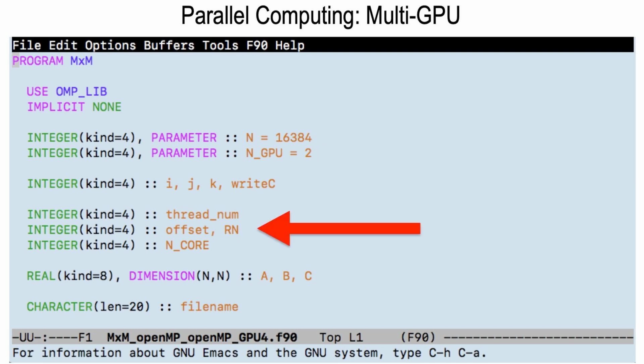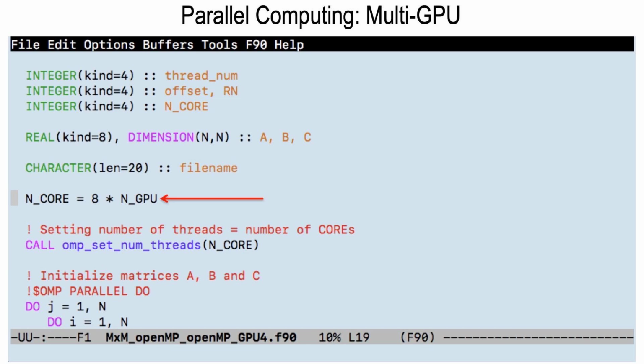In the program, we have defined some new variables for multi-GPU parallel computing. We will explain the purpose of these variables as we go through the program. The A100 nodes have 32 CPU cores. We can use 8 CPU cores per GPU while keeping the billing factor at 8.